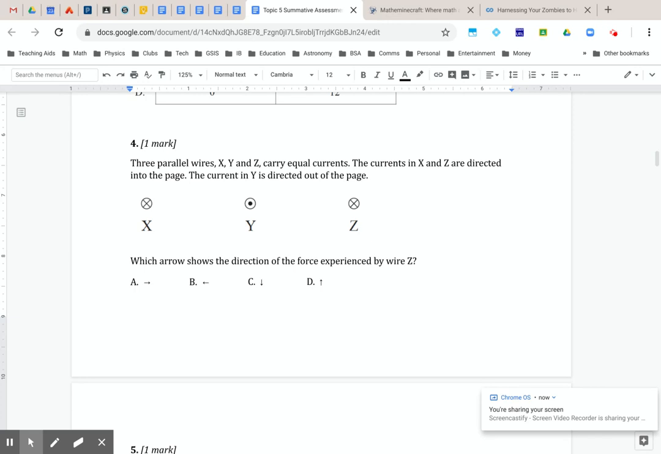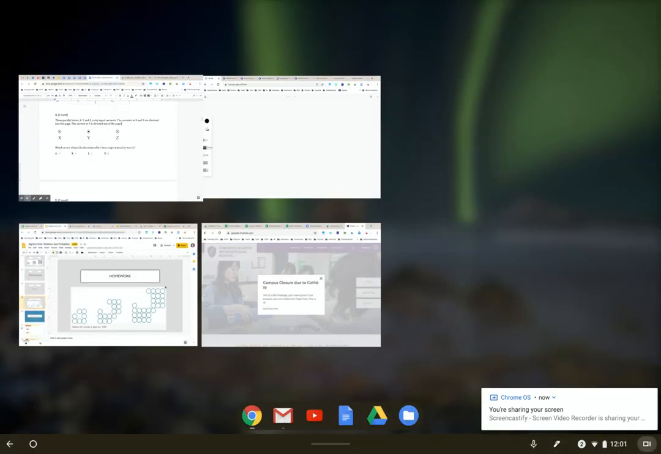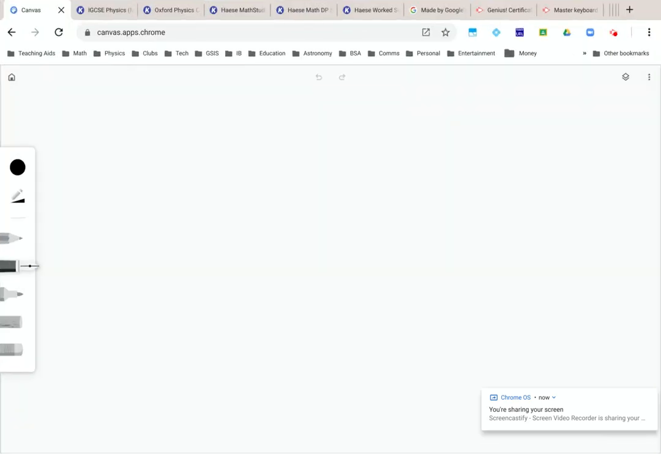I'll pull up a canvas. So to recreate the problem, just in some rough detail, we have X, we have Y, and we have Z. Okay, so this is wire X, here's Y, and here's Z. Now, I've drawn these all equally distanced, it looks like. But the important fact here is that Y is closer to Z than X is.